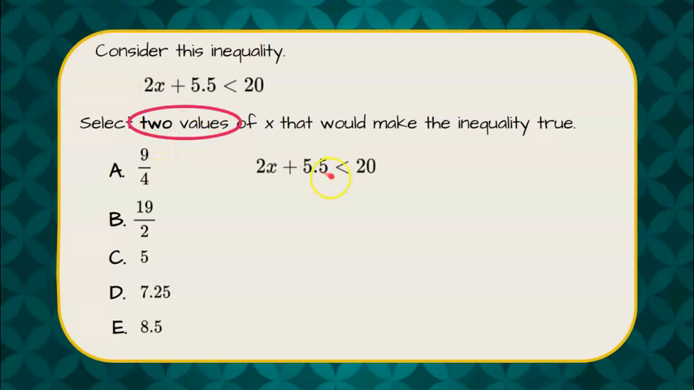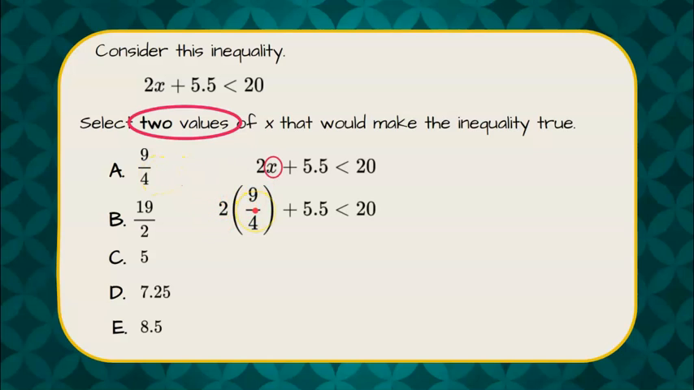We have our inequality, which we're going to start with, 2x plus 5.5 less than 20, and we are evaluating this for these values. 2 of these values will make this true when replacing x. So we'll start with choice A.